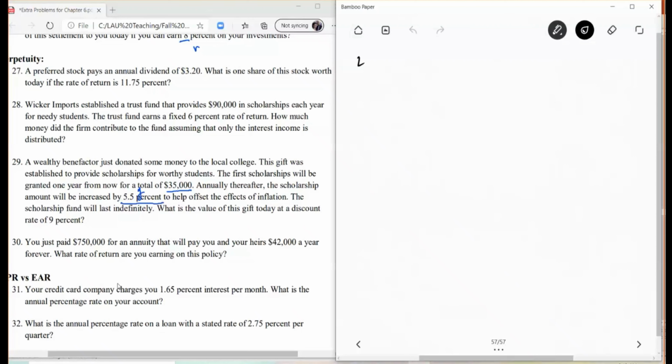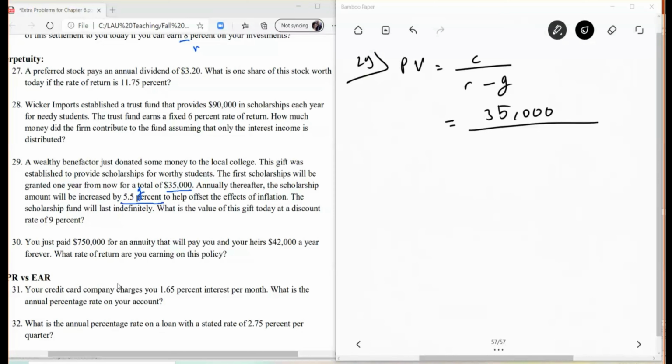So this is the case of a growing perpetuity, where the present value is equal to C divided by R minus the growth rate. C, which is the first payment, is $35,000 divided by R, which is in this case 9%, minus 0.055. So the answer in this case is $1 million.